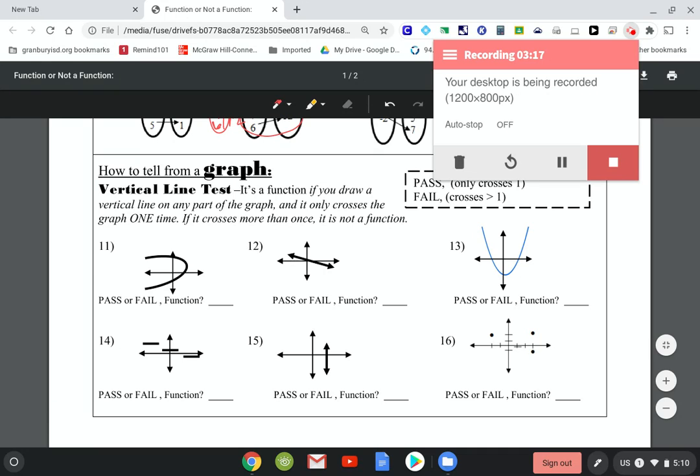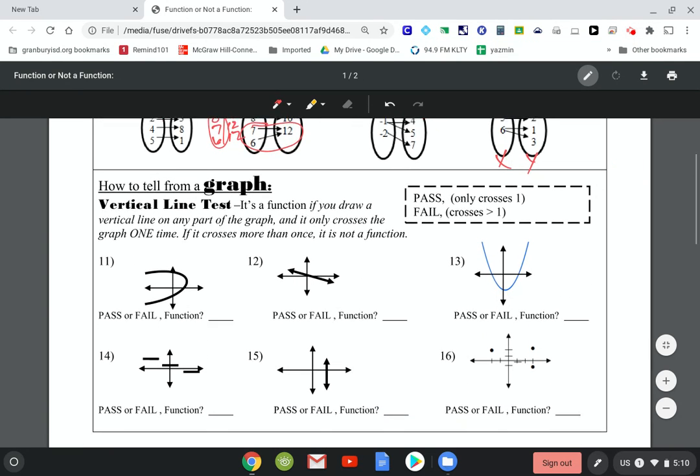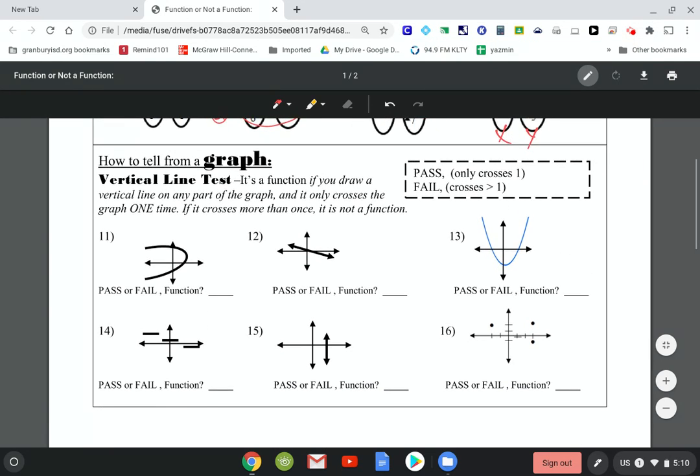So then let's go on and look at how to tell from a graph. And this is called a vertical line test. So it's a function if you draw a vertical line on any part of the graph and it only crosses the graph one time. If it crosses more than once, it is not a function. So your pass is only cross right here, one cross. Your fail is it crosses greater than 1.